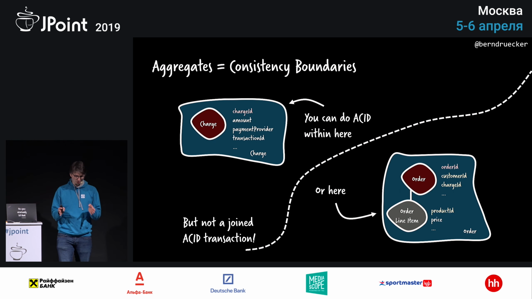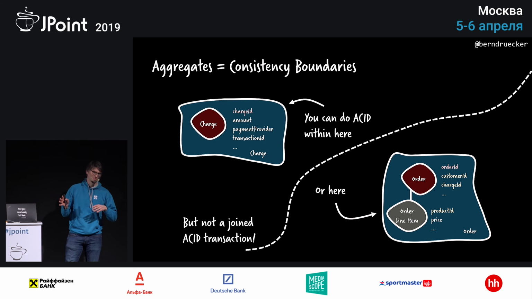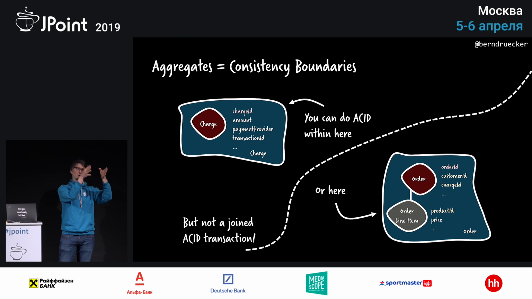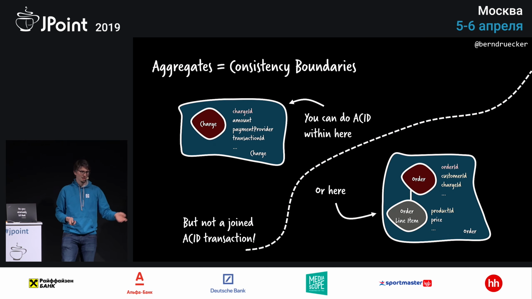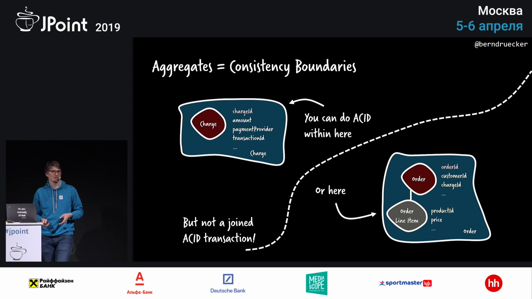The important thing is that these aggregates, these boundaries, are considered to be a consistency boundary. Some people also say transaction boundary. The important thing is you can do these ACID transactions within one of these aggregates, separately. But you cannot do a joint ACID transaction. So if you have a database here and a database there, you cannot do a joint transaction on that.